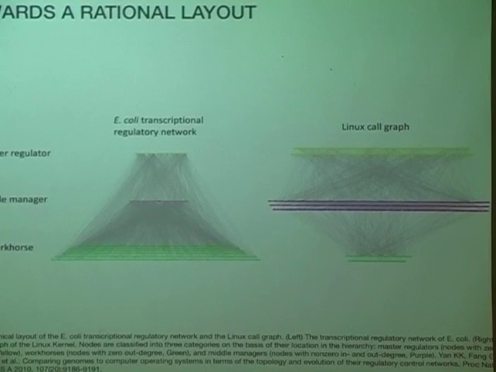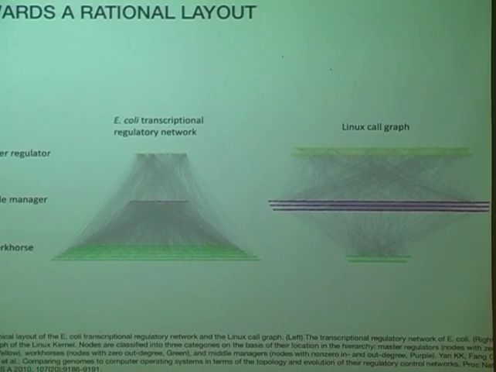So here's a figure from a paper that compared E. coli to the Linux kernel, where it said, okay, well, E. coli has genes, the Linux kernel has functions, functions call functions, genes regulate genes. That's kind of similar. Okay, let's go with it. So the master regulators are genes that regulate other genes but are not regulated by genes themselves, functions that call functions but aren't called themselves. Middle manager is the guy who gets the orders but also sends the orders, and the workhorse is the guy who gets the orders, right?